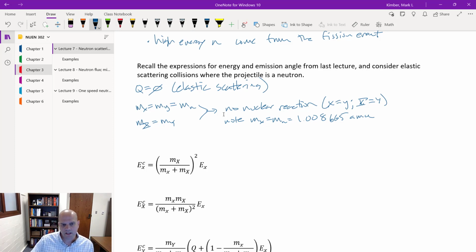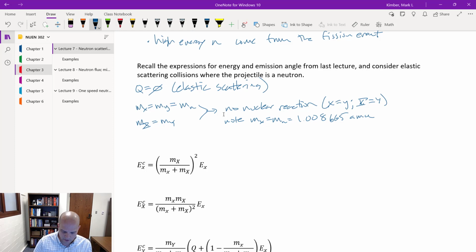And so we're going to take these expressions that we developed last time for energies in the center of mass reference frame and in the lab reference frame, the angle in the lab reference frame, and we want to simplify these for the scenario that we're encountering in this lecture right now, and namely elastic scattering with a neutron, specifically with a neutron as our projectile.